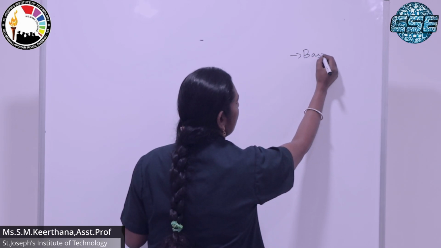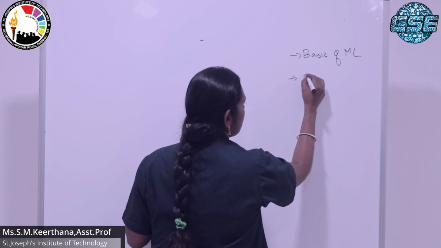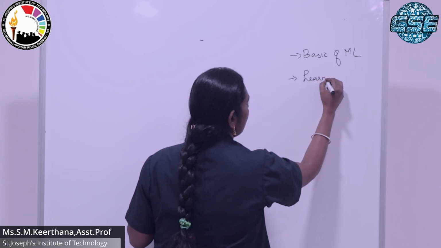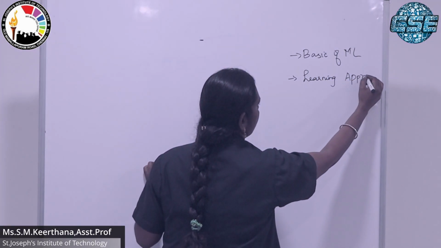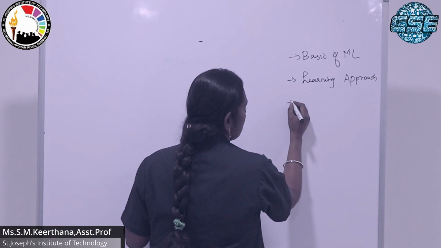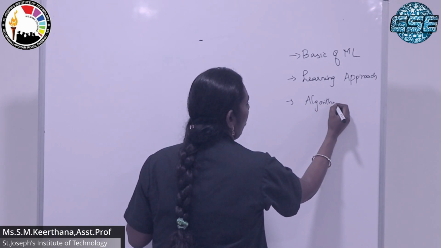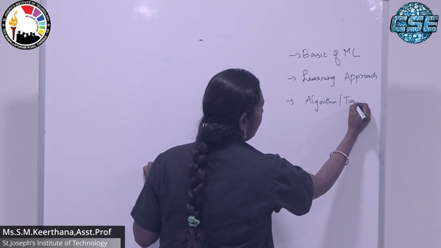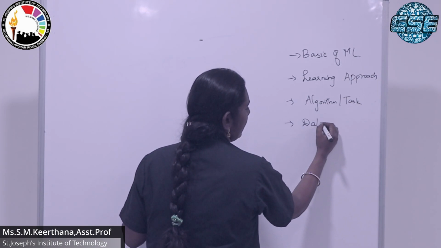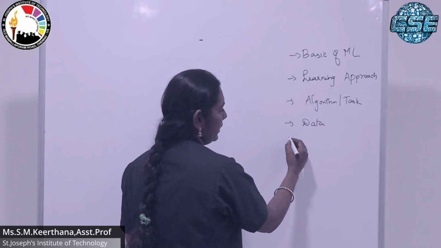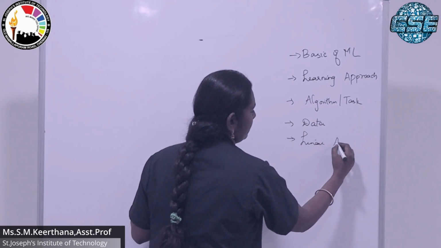basics of machine learning. Next, we will be discussing what are the learning approaches available in machine learning. Next, what are the algorithms or tasks coming under individual learning approaches. Next, what are the types of data available in machine learning, and next we will come to the linear regression algorithm.